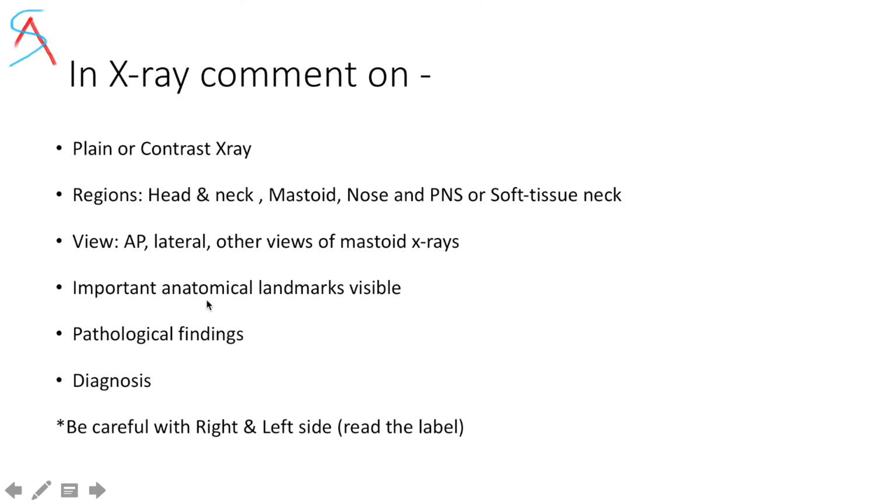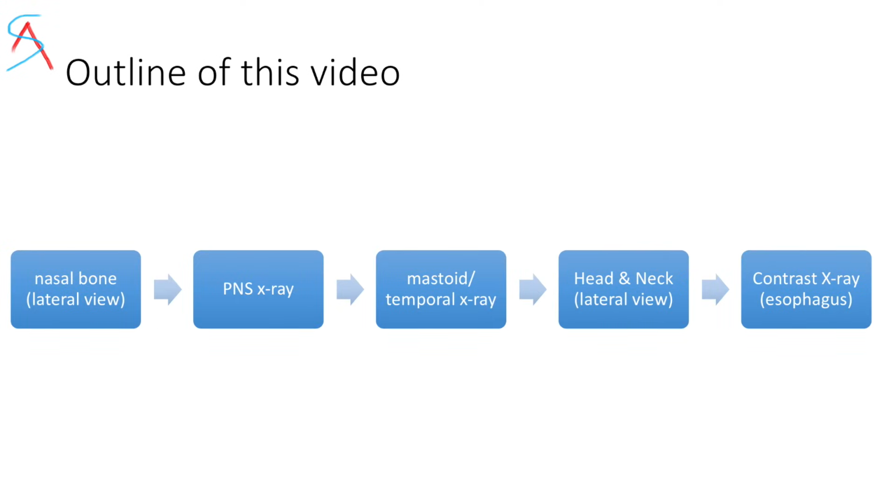You have to tell about important anatomical landmarks which are visible. Then you have to look for the pathological finding which is visible, and you tell your diagnosis. Just be careful in your diagnosis to check whether it is right side or left side. Just read the label in the X-ray and then only tell whether it is a right sided pathology or a left sided pathology.